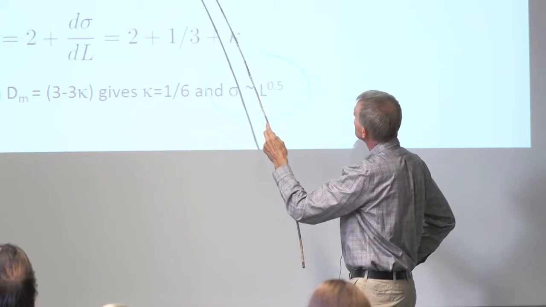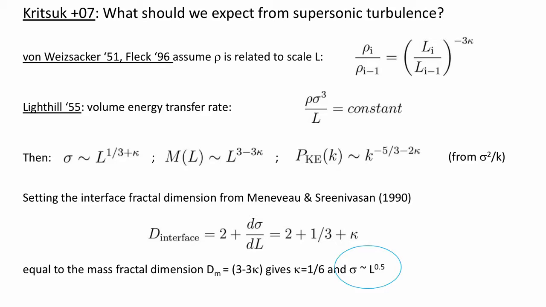If it's incompressible, the Kolmogorov spectrum, that density is constant, and then you get the Kolmogorov law where the velocity dispersion goes as the cube root of size. Well, combining these two, we can get these relations. In particular, mass goes as scale to the 3 minus kappa.